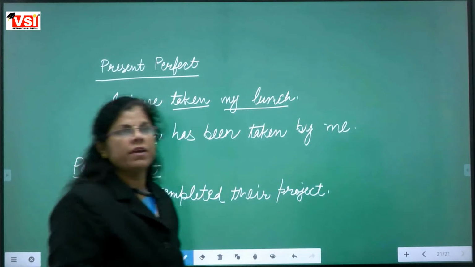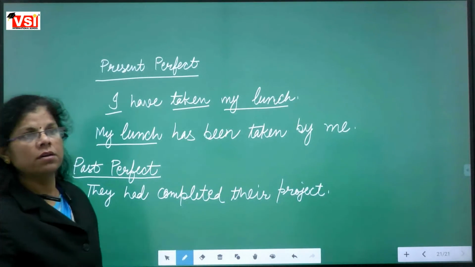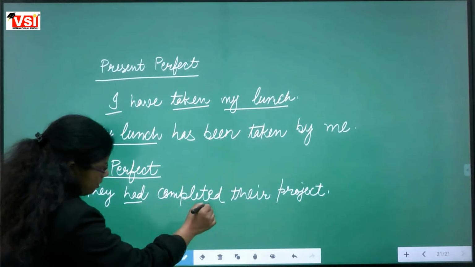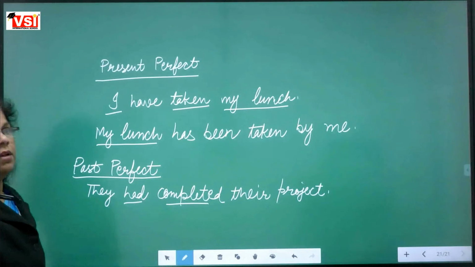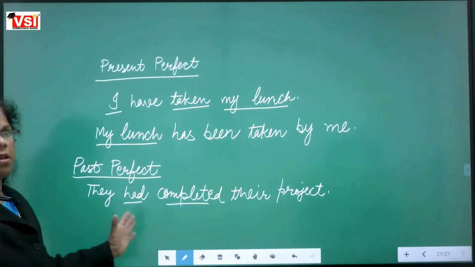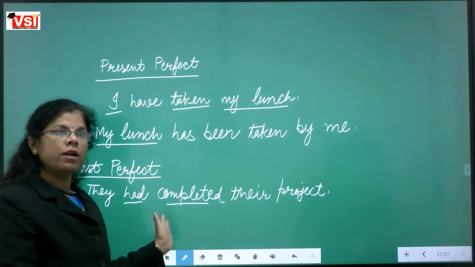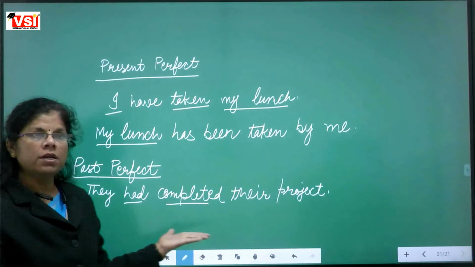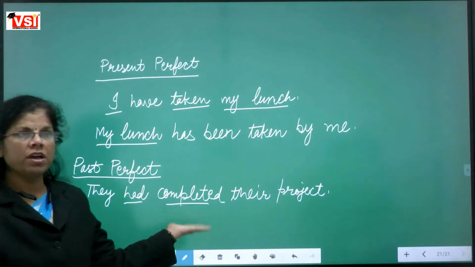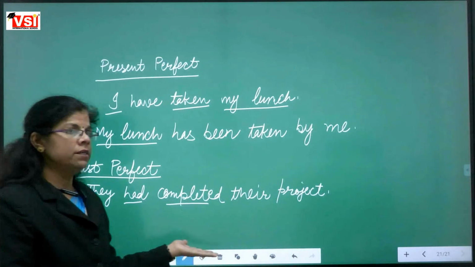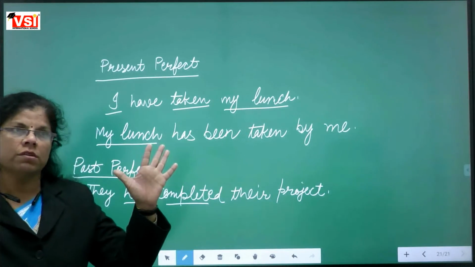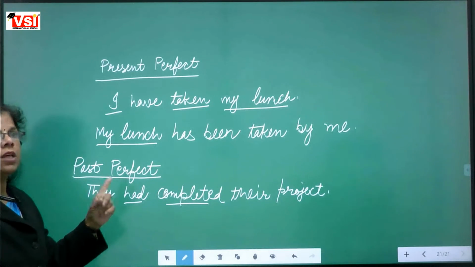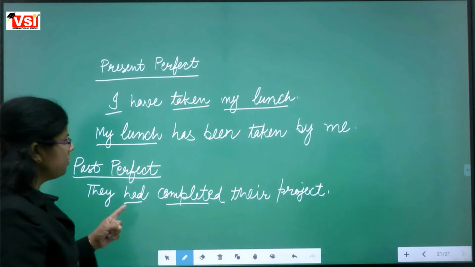How can we identify that this is an example of past perfect? The helping verb is had. Yes, had plus third form. As a helping verb in past perfect tense, we use had plus third form. So we can identify that this is a sentence of past perfect and active voice. So we are changing it into passive voice again, and again we have to follow those 5 basic rules.